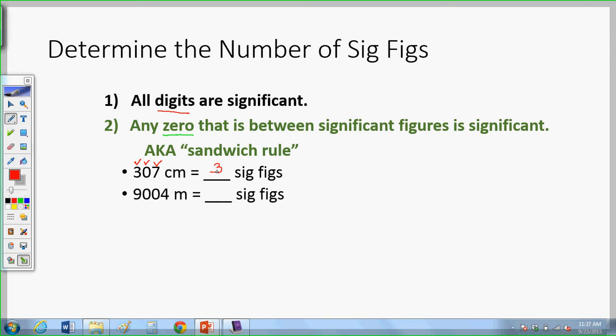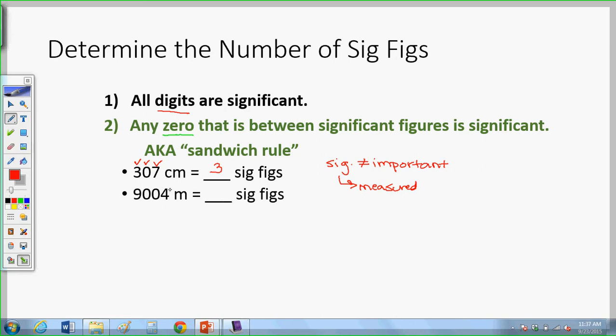Now, often when students hear the word significant, they think that it means important, but that is not the case. When I say significant, I do not mean important. I mean that that value is actually part of the measurement of what the instrument was that allowed me to collect the measurement. So significant does not mean important. Instead, it means measured.